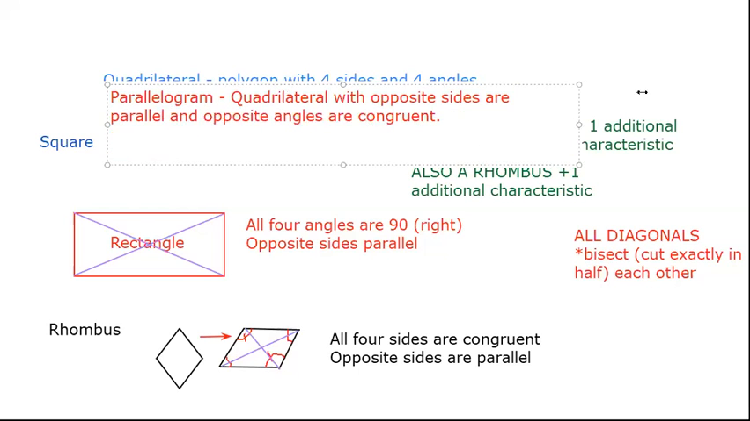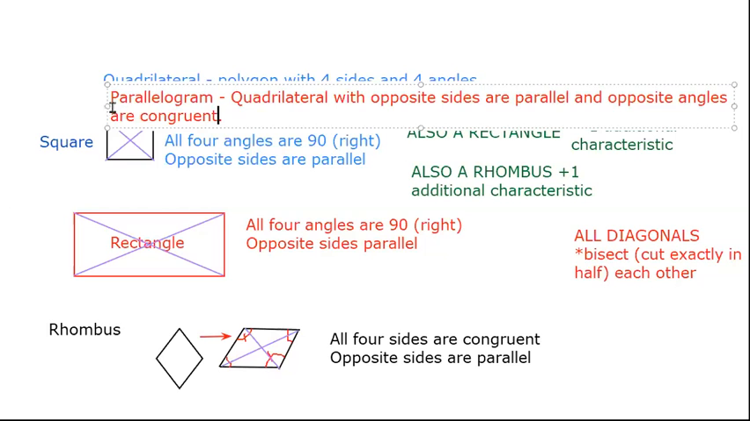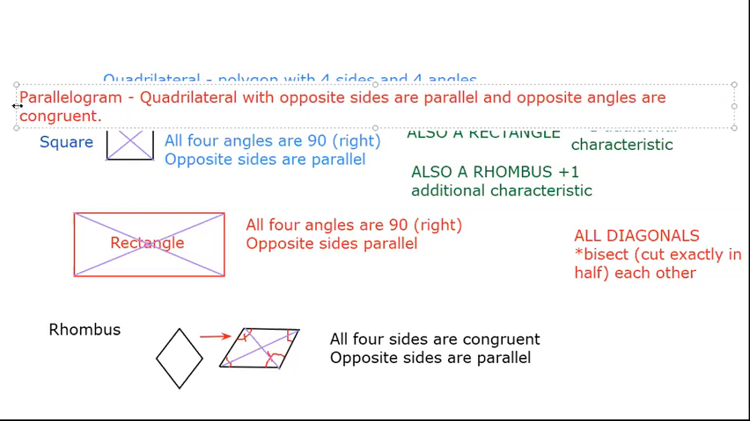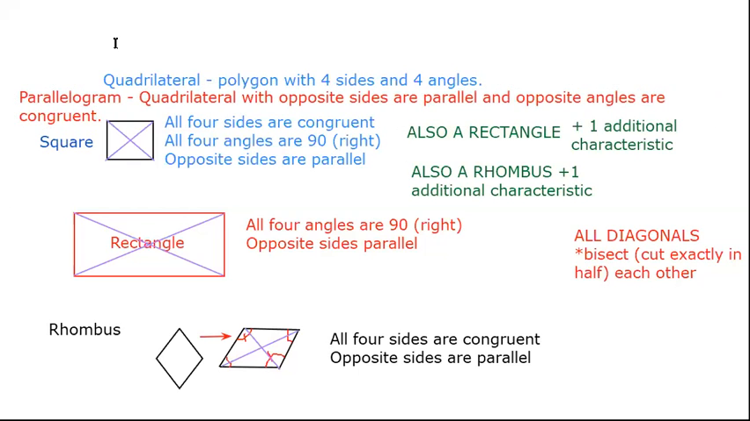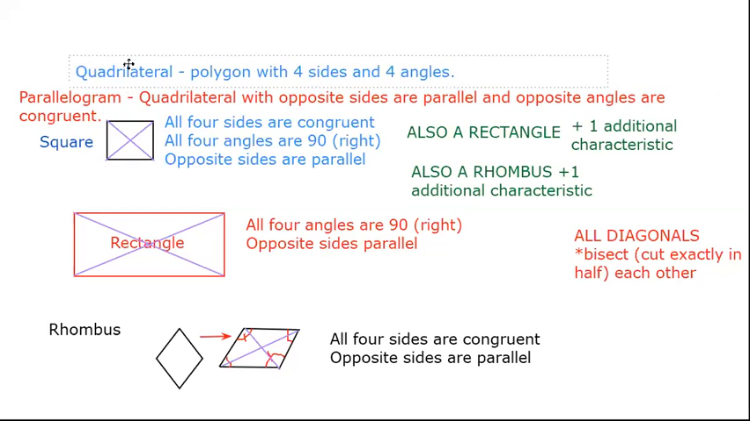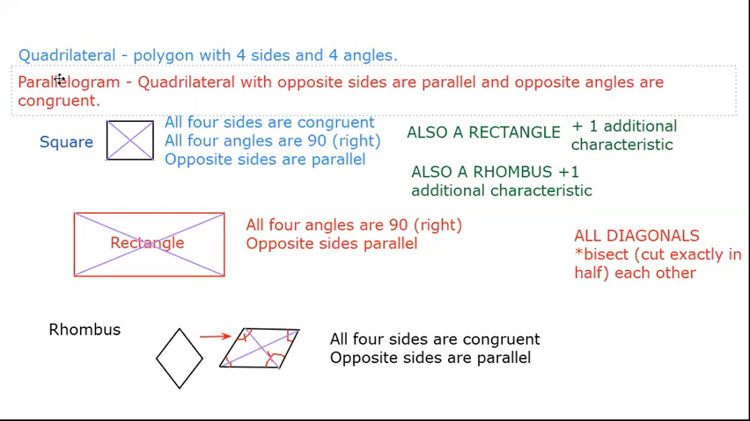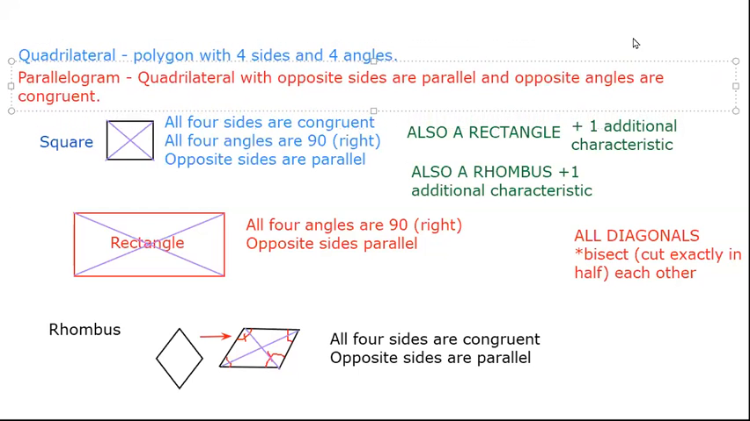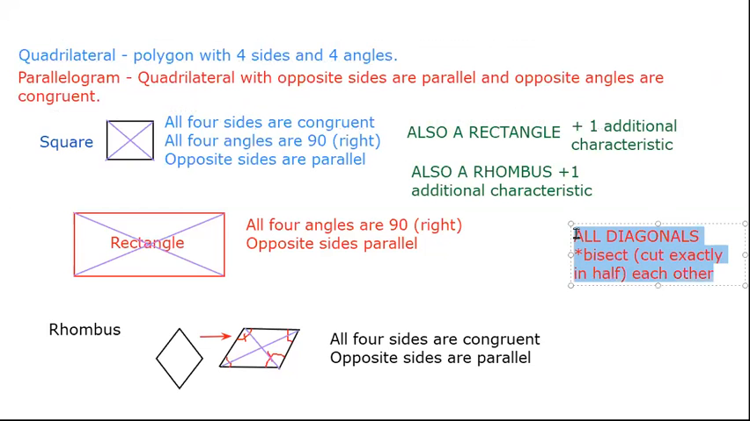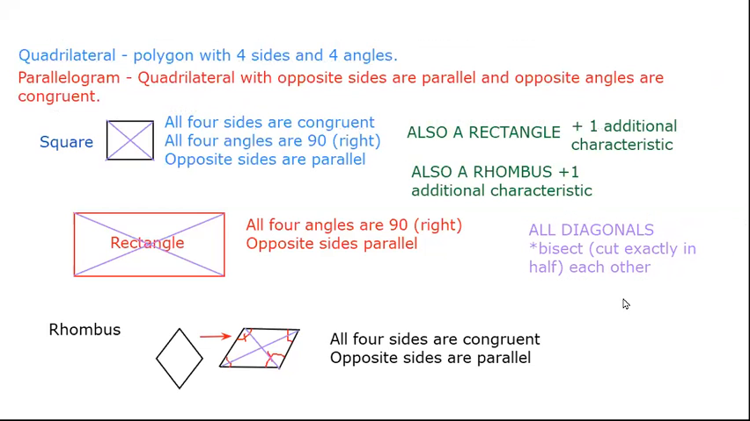You are going to see one parallelogram where both pairs of opposite sides are not parallel. So that's why I put in that at least one. A quadrilateral is a polygon with four sides, and a parallelogram is when you have opposite sides parallel. For instance, square, rectangle, and rhombus. Now, diagonals. All diagonals will cut each other in half. They bisect one another.